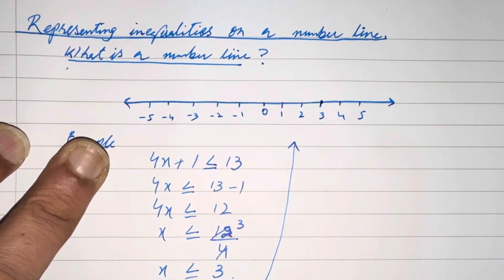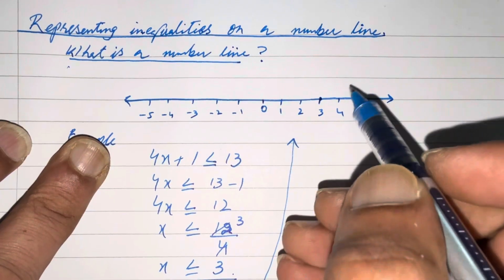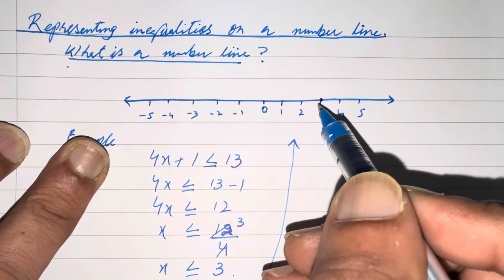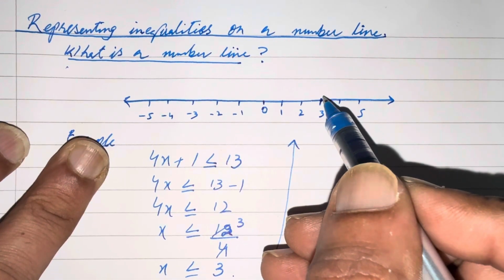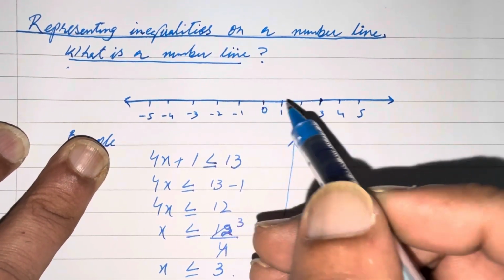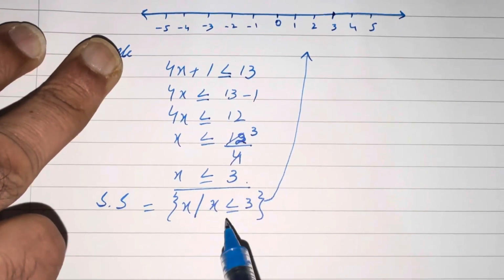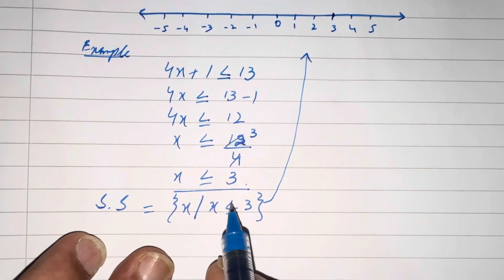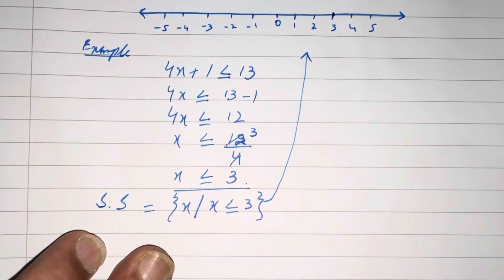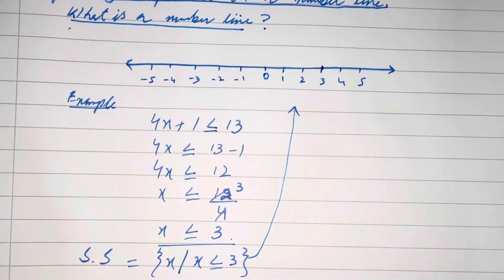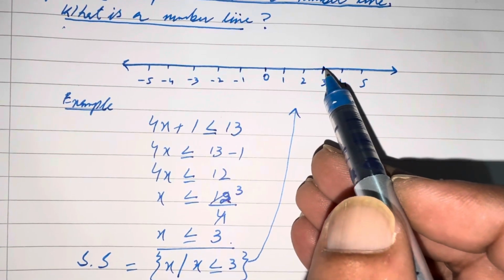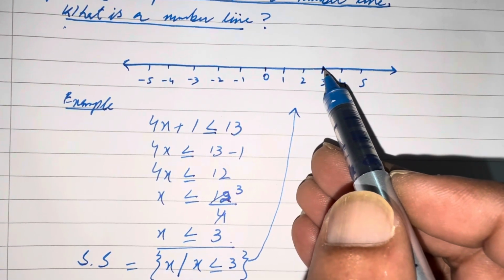And equals to, less than equals to mean that these values are equal to 3 and less than 3. So there are two possibilities over there: less than and equal. Less than means all the values smaller than 3, and equals to means equal to 3.